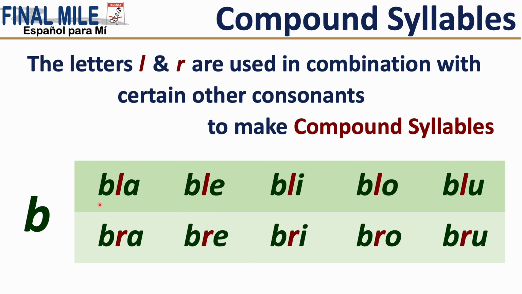Okay, bla, ble, bli, blo, blu. Notice that the sound of the vowel remains exactly the same. Bla, ble, bli, blo, blu. Bra, bre, bri, bro, bru. Okay, these are compound syllables with the B. Okay, L and R are the only 2 consonants that can be inserted in here. Bla, ble, bli, blo, blu. Bra, bre, bri, bro, bru.